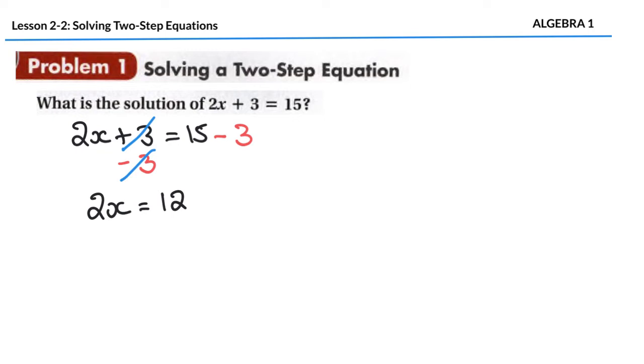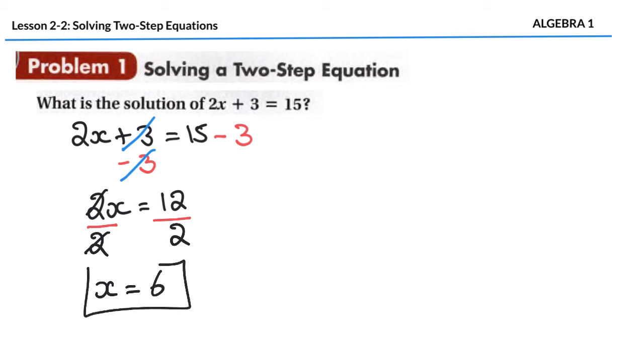Now 2 is multiplied with x. We have to remove the 2. We have to remove the multiplication. How will you remove multiplication? What is the inverse of multiplication? It's division. So we will divide by 2 on both sides. So 2 and 2 cancel over here. We are left with x is equal to 12 divided by 2, which is 6. So this is the solution of the equation.